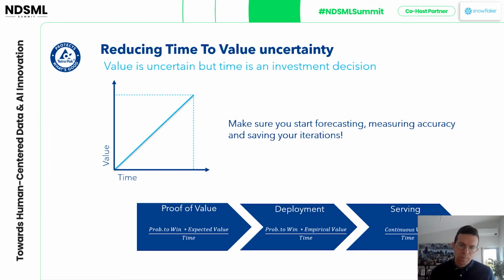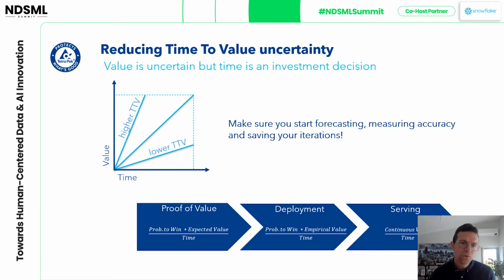Well, that's the value part, but you have a time cost part, which is basically also uncertain. You start with an estimation around how long you're going to be iterating within your proof of values, and also you will have the final actuals of these iterations, right? So it's key to start forecasting. It's key to start measuring the accuracy of this forecast, and also very important to start saving all these forecasts and iterations so you can use this data eventually.